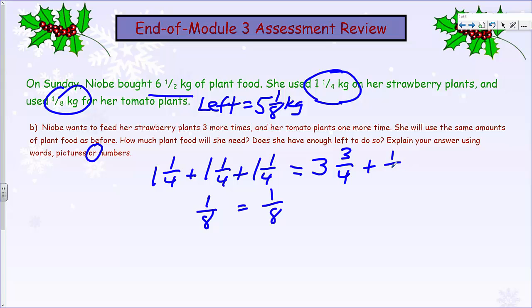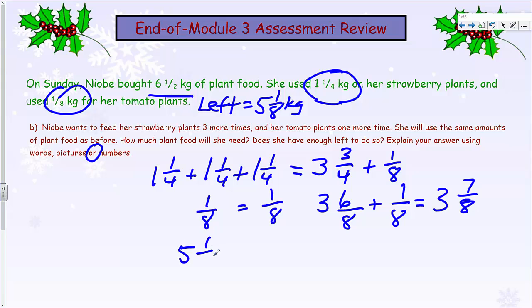So I'm going to bring that 1/8 up here. Now I'm going to find myself a common denominator, which I did right there. And we'll change that fraction to 6/8. This doesn't change. I still have my 3. Now if I add that together, I get 3 7/8. So now, this is how much food I had left. I had 5 1/8 kilograms.